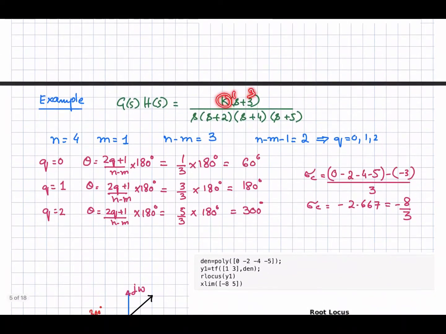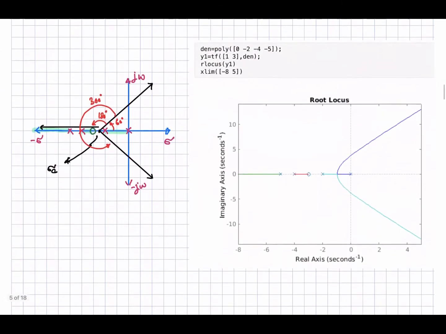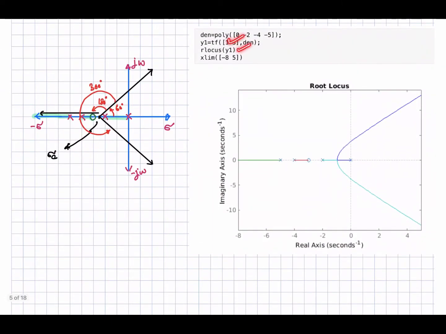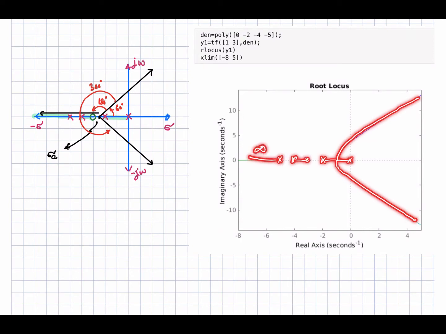Okay, so excluding this k, so 1 and 3, and then sketching the root locus of this one, this is the limit command that we should use, so we see the root locus from minus 8 to 5. In this you can see this pole coming over here and going towards infinity like that, and this pole coming over here and going towards infinity, and this pole is coming towards the 0, and this pole is moving toward infinity over here, right?